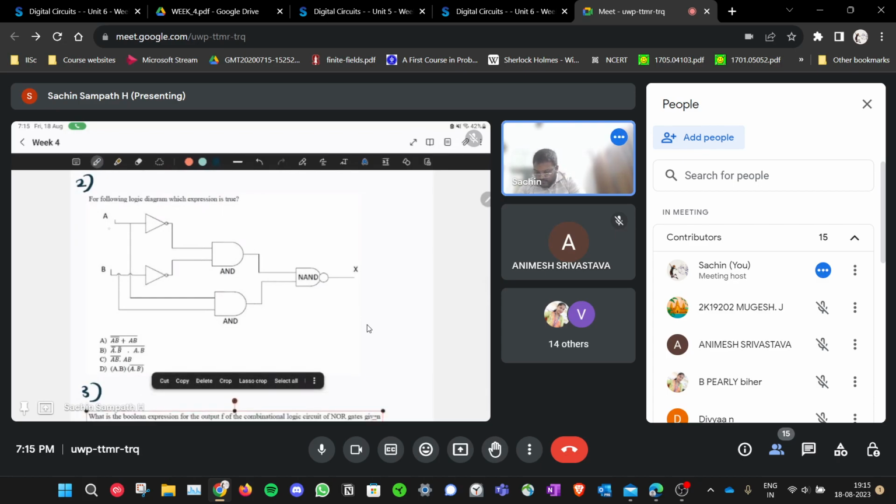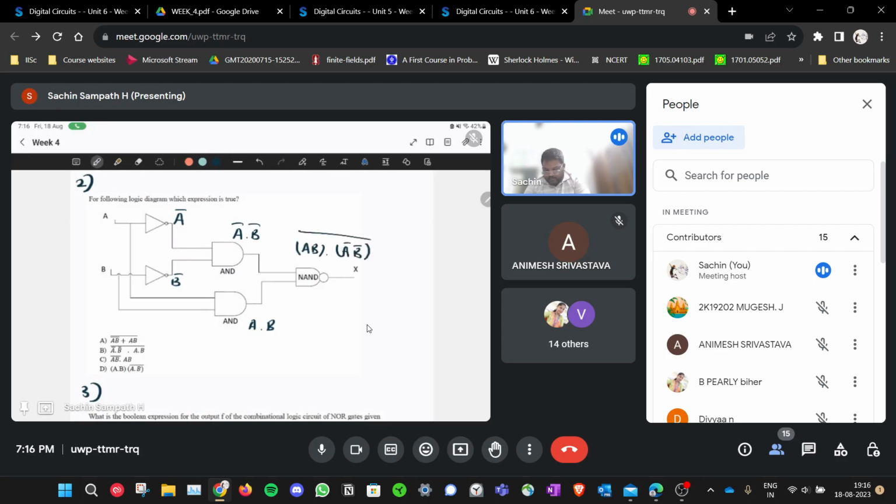Next one, A will become A bar when it goes through a NOT gate. B will become B bar, and you add those, you'll get A bar dot B bar. Here it's A and B. Then a NAND gate, so it's AB dot A bar B bar complement, which is option B.